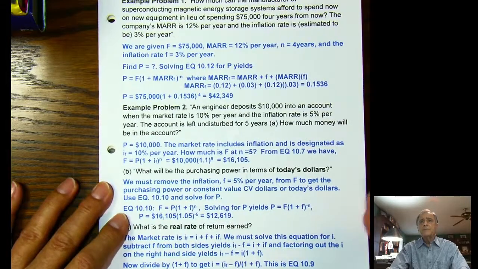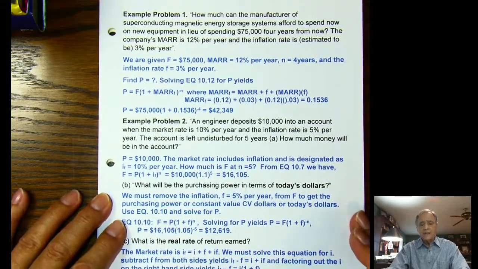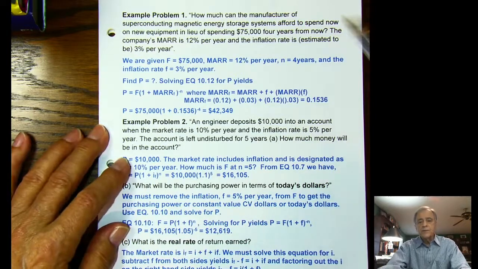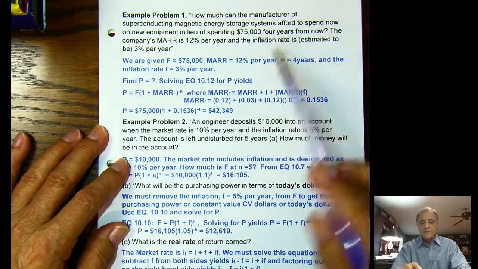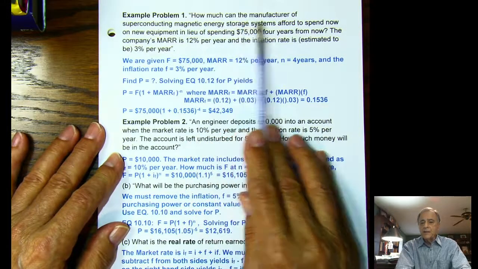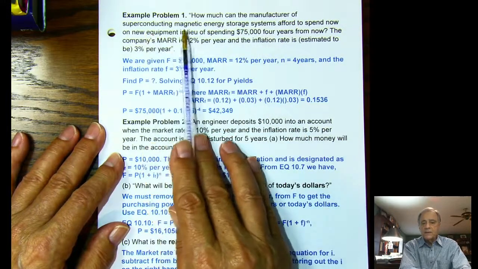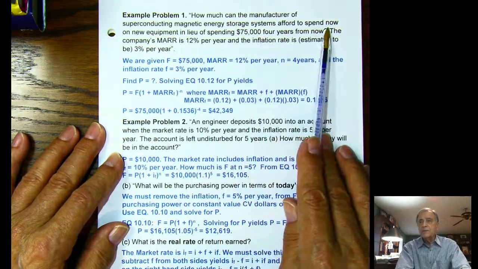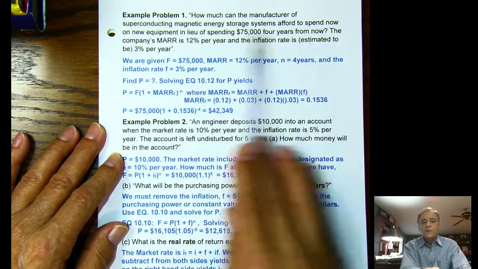I'm not sure, I can't recall these being in the book. These are problems that I have from my notes. How much can the manufacturer of superconducting magnetic energy storage systems afford to spend now?